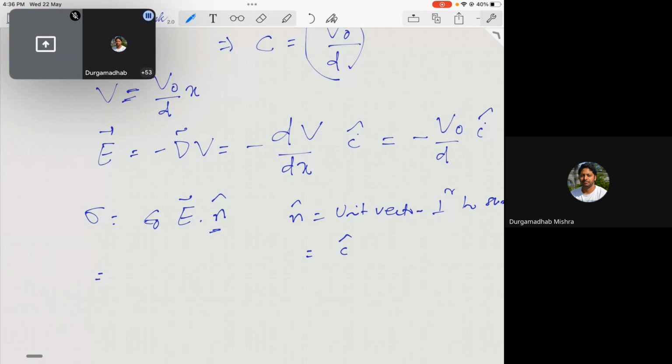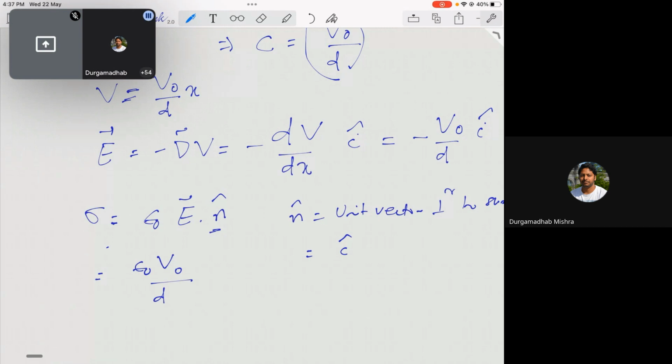Your sigma will be equal to epsilon naught V0 divided by d. Depending on which surface, the unit vector can be plus i or minus i, but the magnitude of your surface charge density will be given by epsilon naught V naught by d.